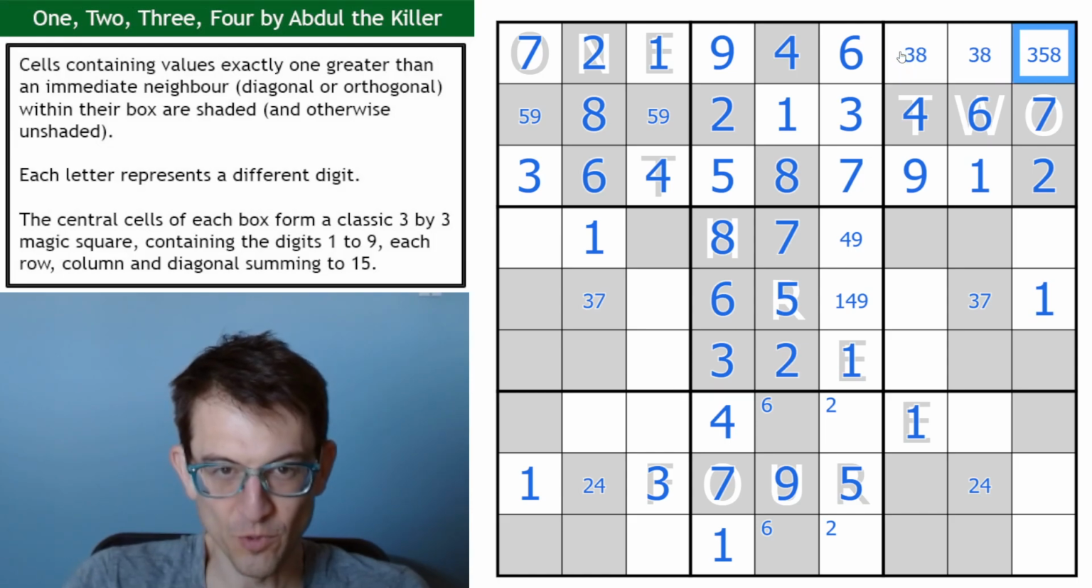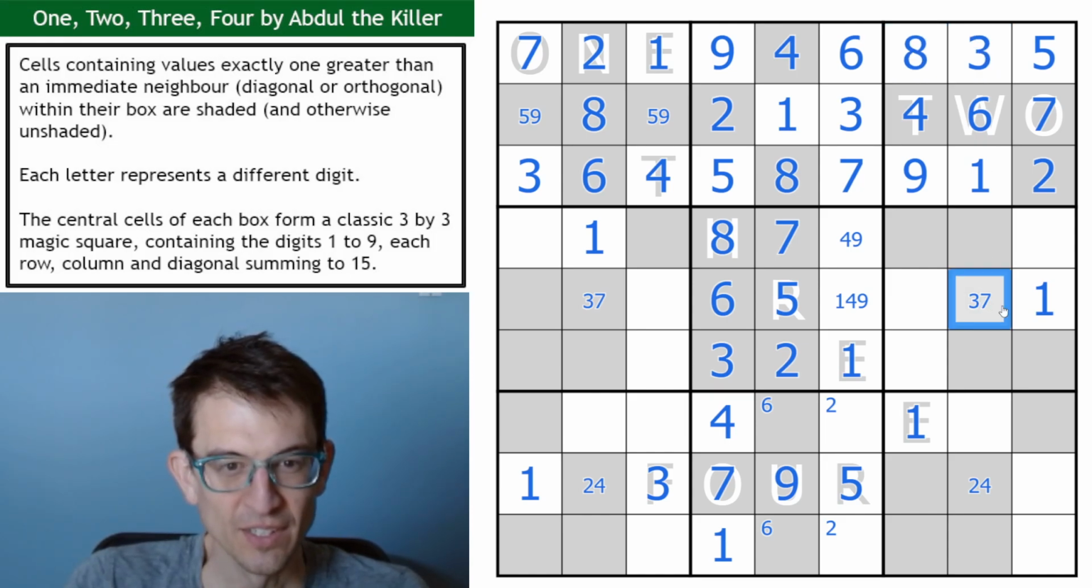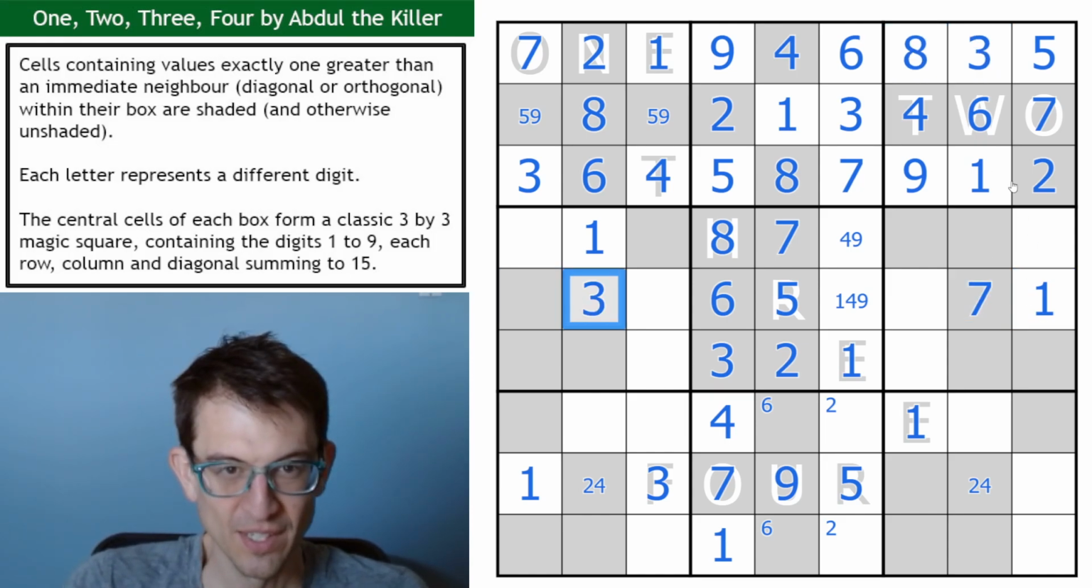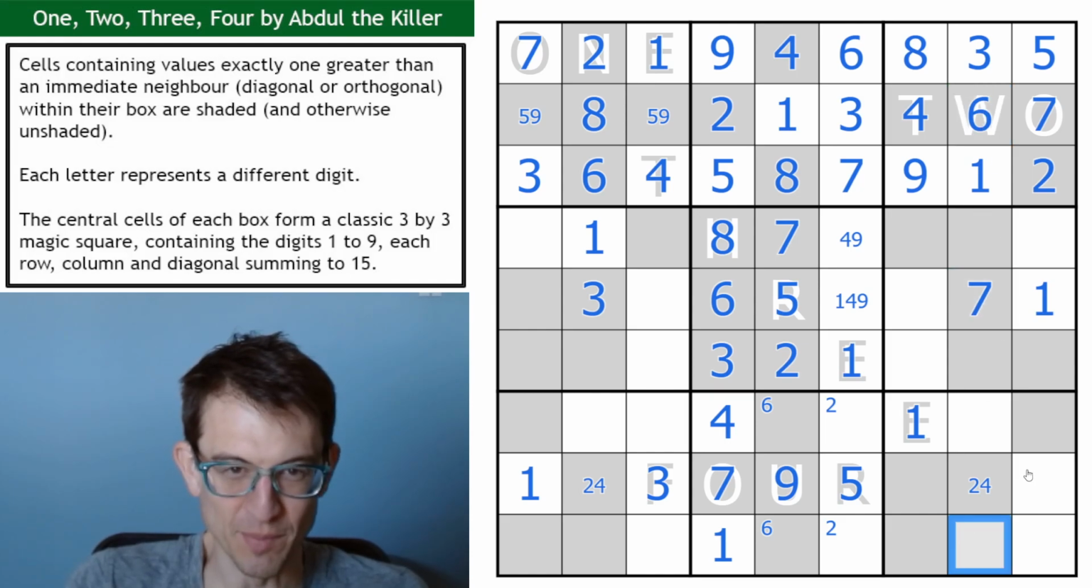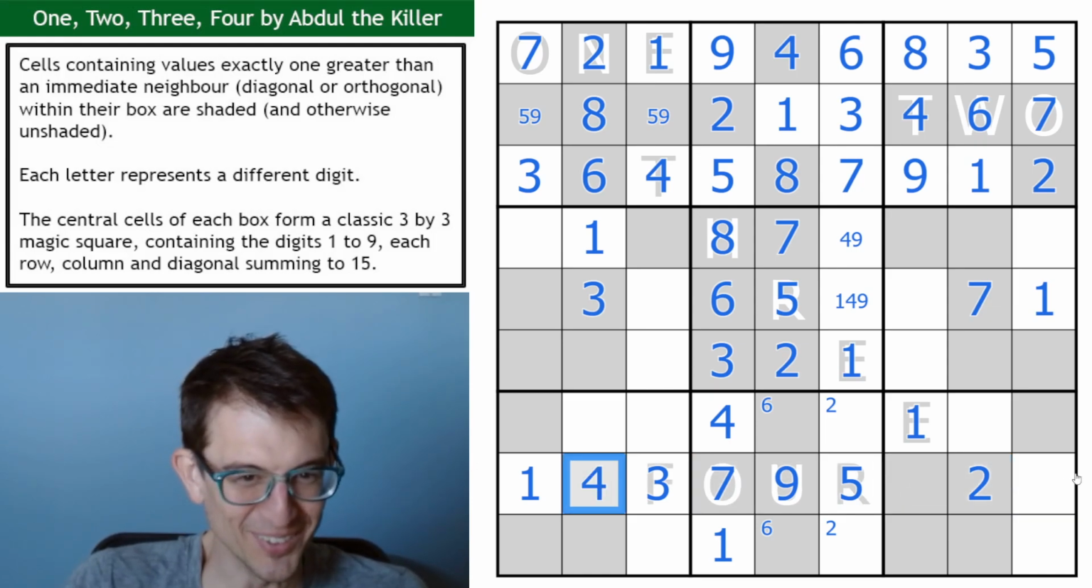5 can't go next to the 4 here if it's unshaded. 8 can't go next to the 7 here if it's unshaded. So that fixes all this. Probably as soon as I had this, I should have done the magic square. How long has that been sitting there? 2 and 4, at least it wasn't Sudoku.